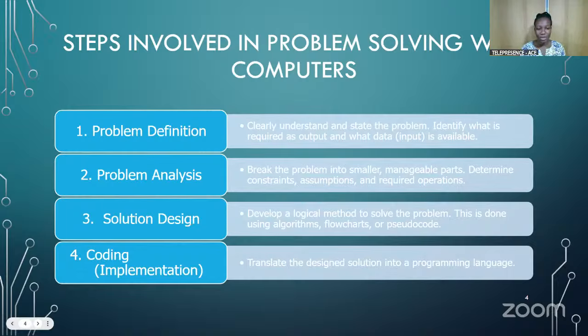Now the third step is solution design. In solution design, you develop a logical method to solve the problem. This is where you use algorithms. This is where you use flowcharts or you use pseudocode. And the fourth step is coding or implementation. Now, this step is where you translate the designed solution into a programming language. Now, we all know that programming languages solve a particular problem or task. So this fourth step, which is coding or implementation, is the point where you translate whatsoever solution you have designed into a programming language.